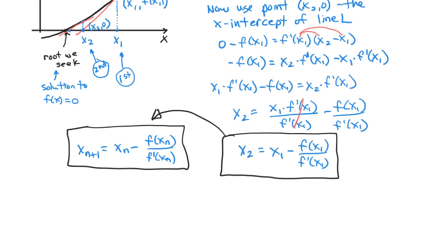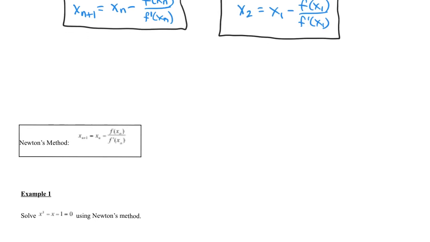So on the next page of the handout, you have that right here. You have the formula there. And we've got our first example. So we've got x cubed minus x minus 1 equals 0, and we want to solve it using Newton's method.